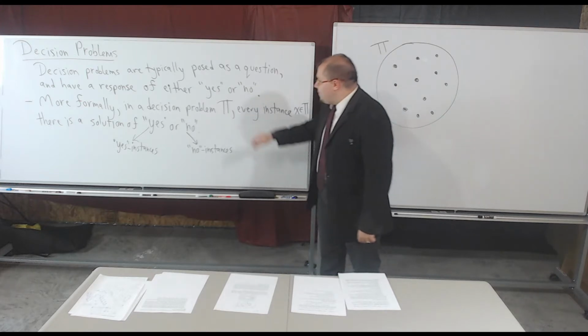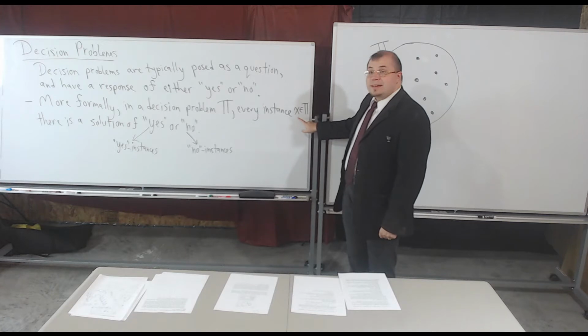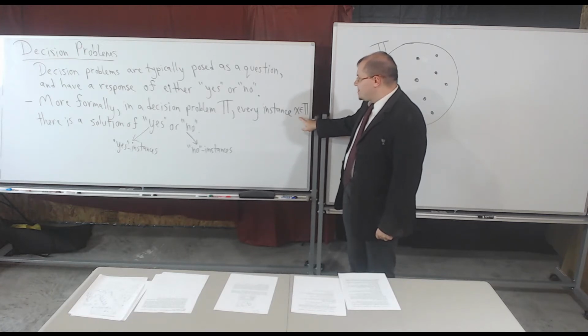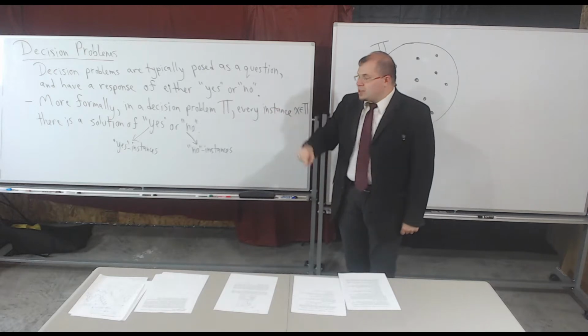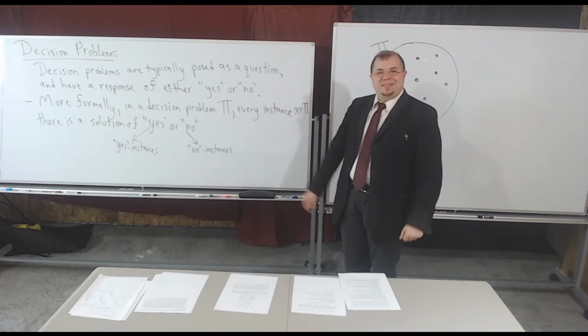So more formally, if I give you a decision problem pi, every one of the instances, I'm going to call it x again. Every instance x in pi, there's going to be a solution, and it's either going to be yes or no. That simple.